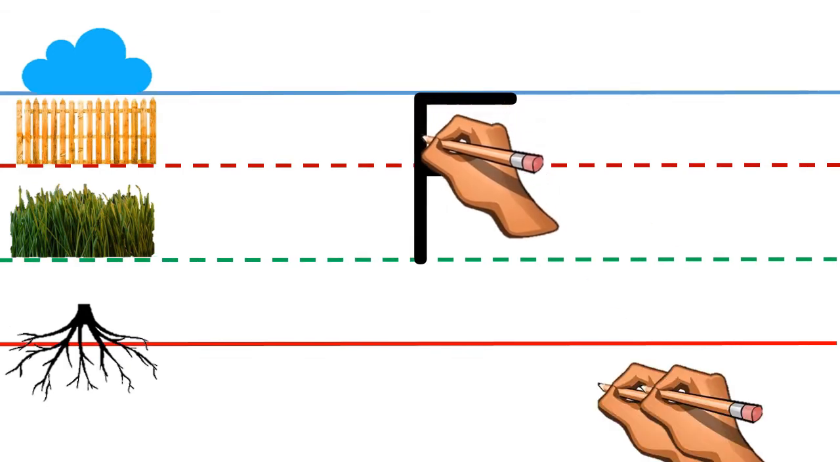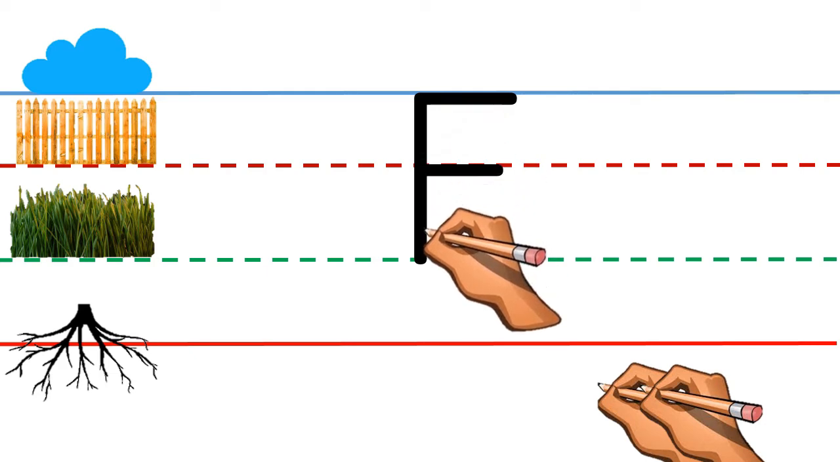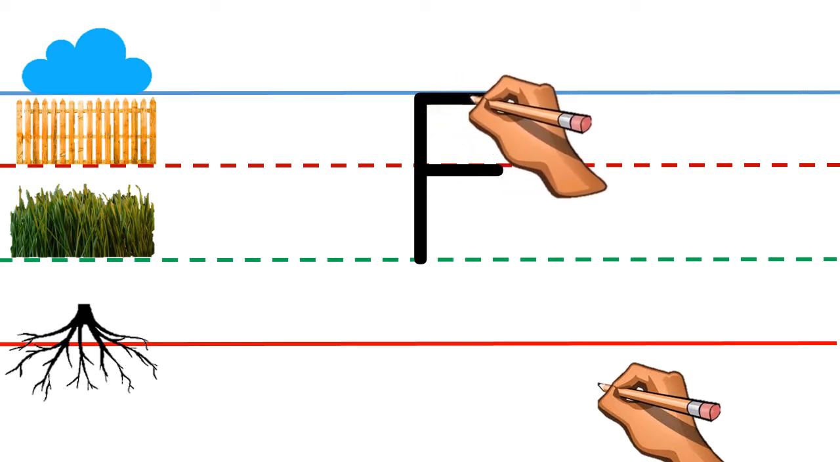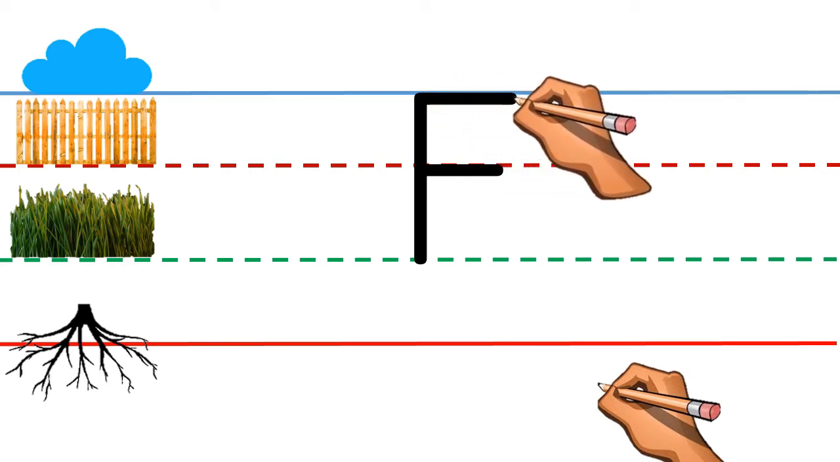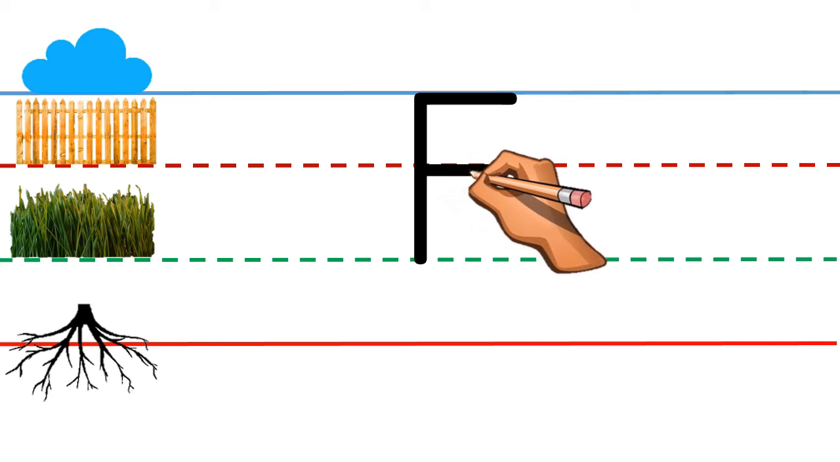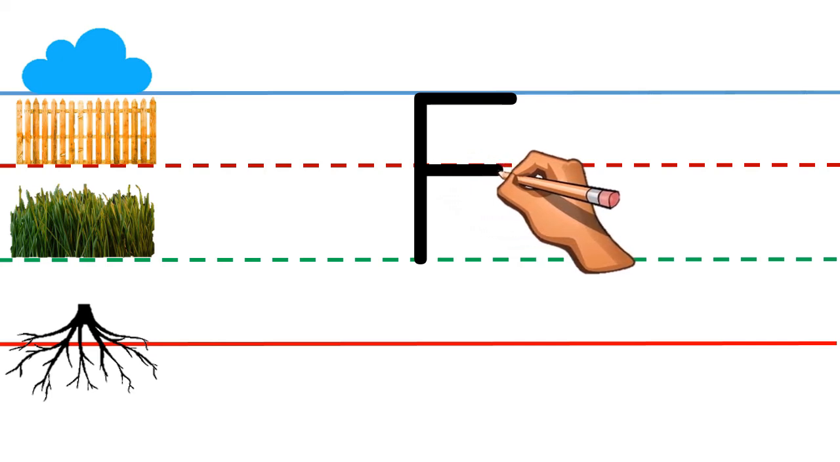Put your pencil on the skyline. Come down straight and touch the grass line. Now put your pencil on the skyline again and make a straight line from left to right. Now put your pencil on the fence line. Make a small straight line left to right.